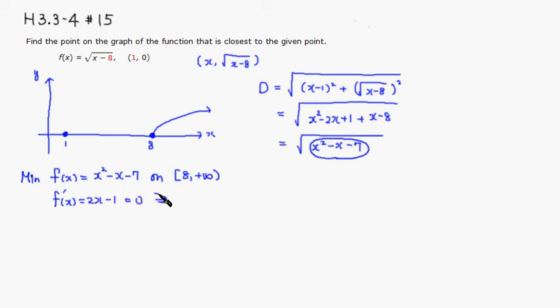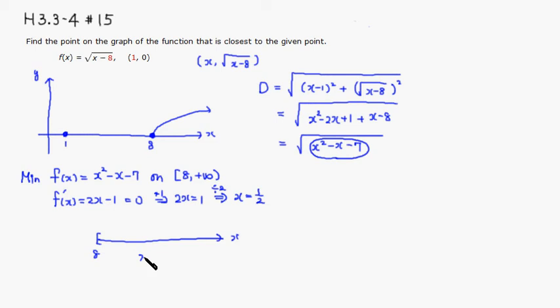Add 1: 2x equals 1. Then we can divide through by 2 to get x equals 1/2. But unfortunately, 1/2 is not on this interval, on this domain. So we just have to look at the sign of the derivative. Starting from 8 and going to positive infinity, I'm going to just try any number bigger than 8.